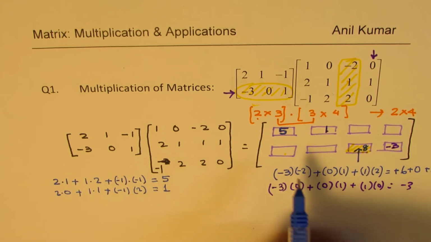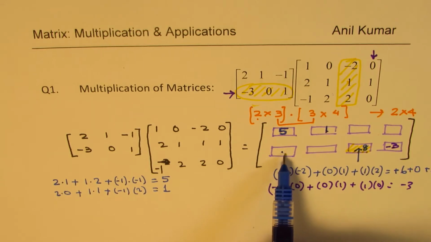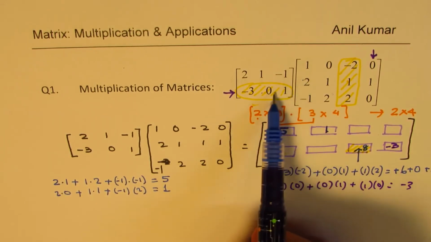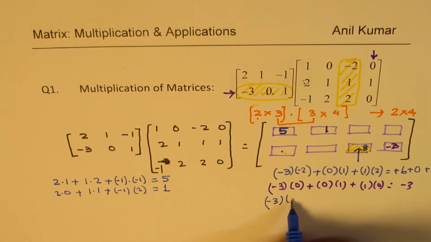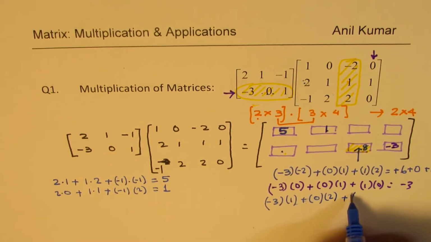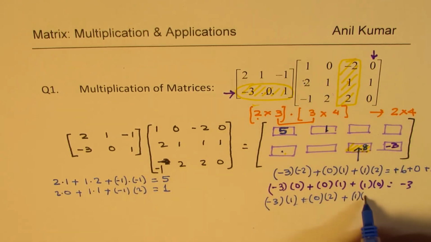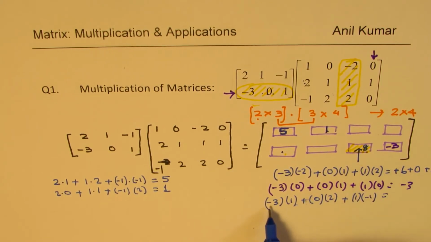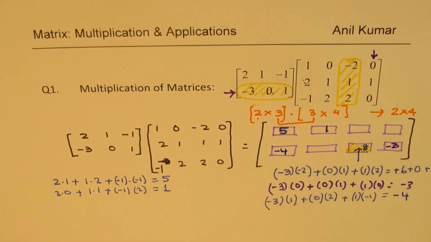Correct? Now let's fill up this number here. Now to fill this up, this is the second row, first column. So we'll multiply these two. Do you understand? We'll multiply these two. So let's do it. So we get minus 3 times 1 plus 0 times 2 plus 1 times minus 1. Correct? So we get what? Minus 3 plus 0 minus 1, which is minus 4, right? So we get minus 4 here. Is that clear to you? So like that, we could actually fill this up.